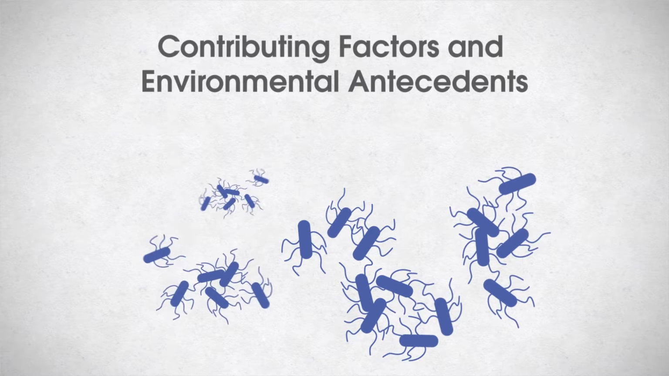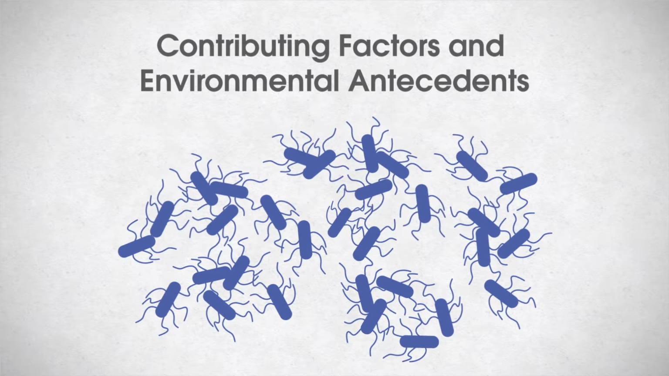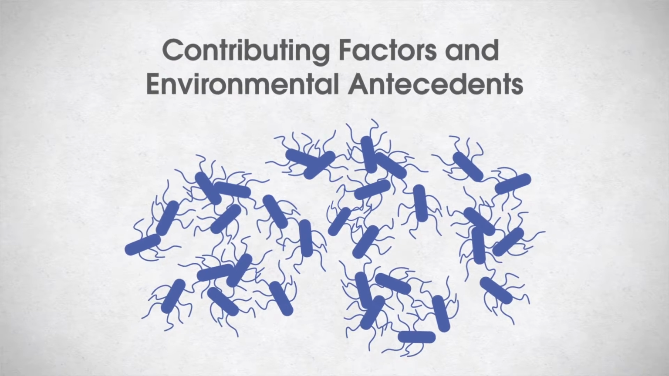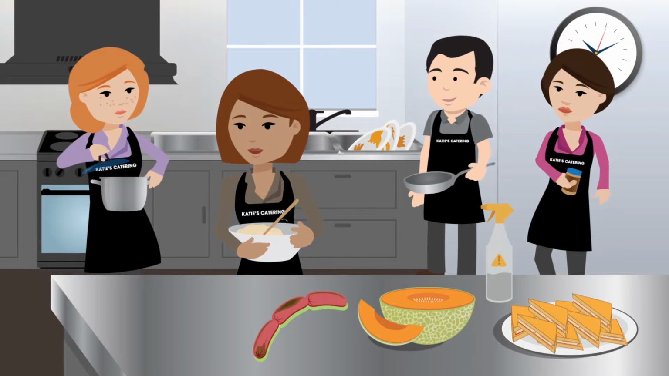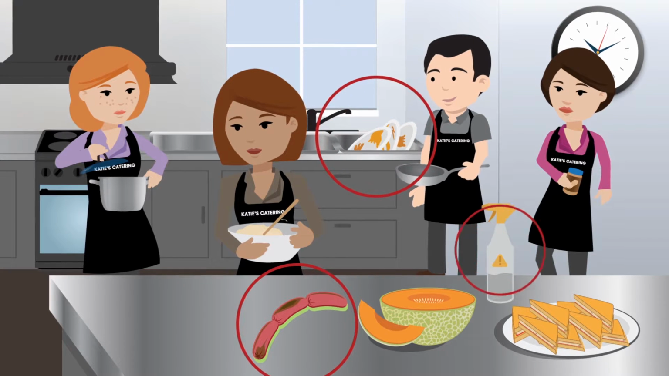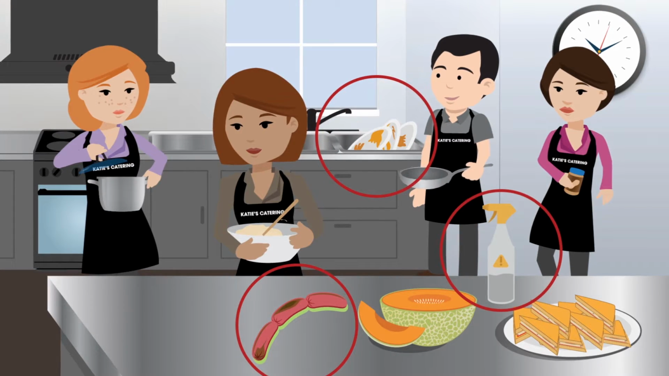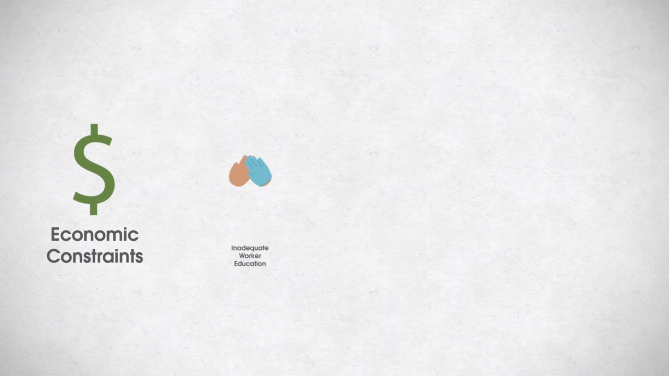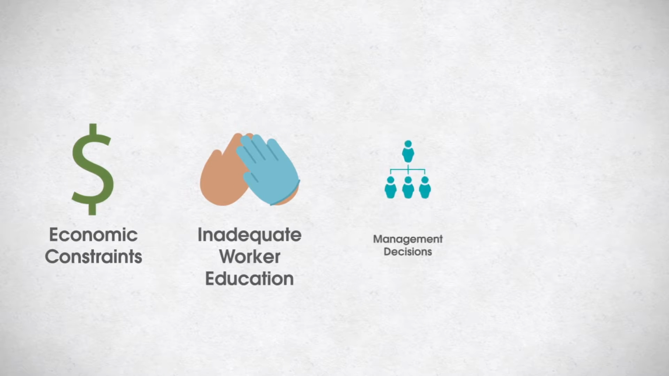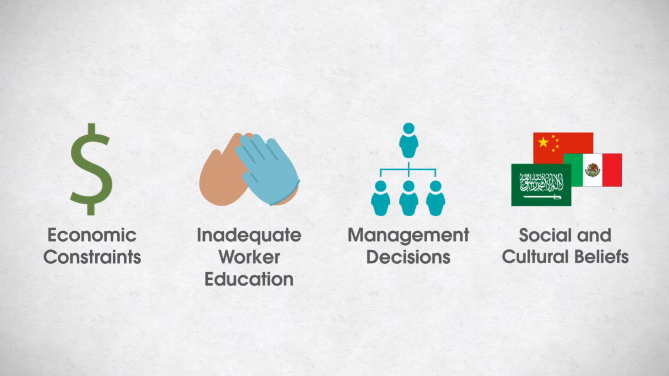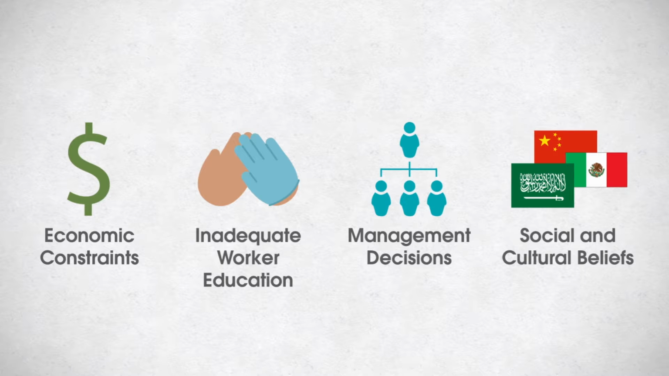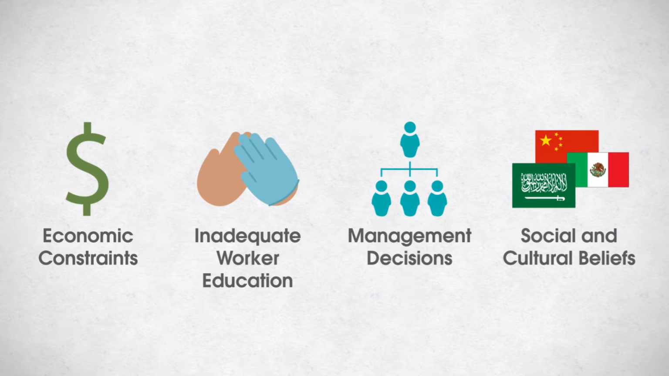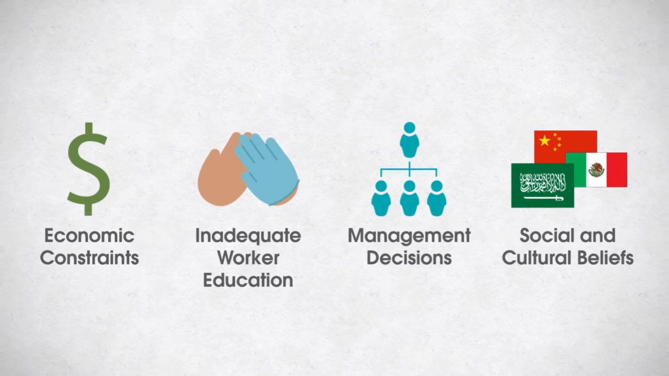The identification and correction of these factors facilitates prevention and control of foodborne diseases. Environmental antecedents are the root cause or circumstances that set the stage for contributing factors to occur. Examples of environmental antecedents include economic constraints, inadequate worker education, management decisions, and social and cultural beliefs. Environmental health professionals should attempt to identify contributing factors and environmental antecedents during environmental assessments.